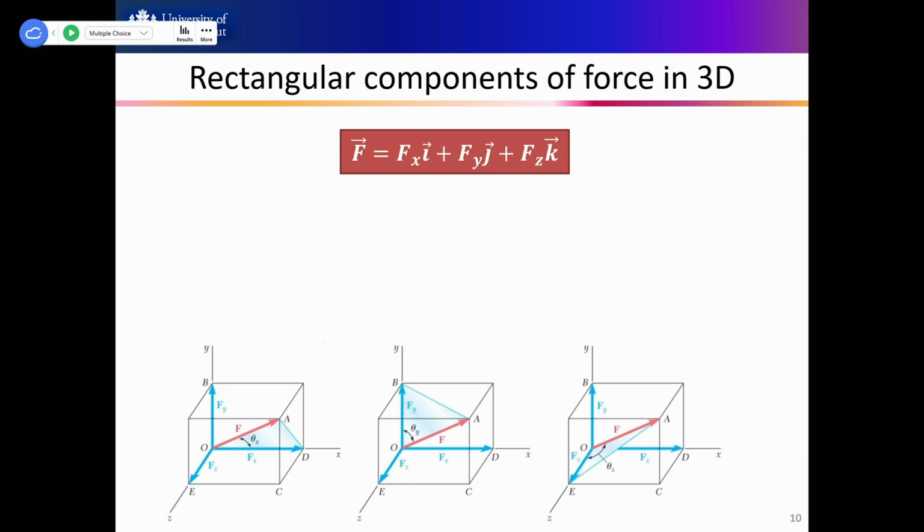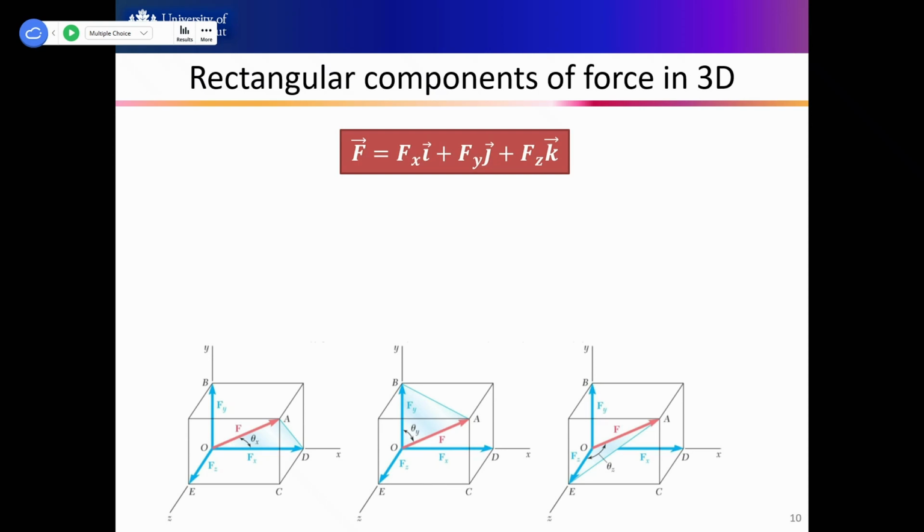Theta x is the angle between the force and the x-axis. Theta y is between the force and y. Theta z is between the force and the z direction. So we have many more components than in 2D problems, which is why it's easier to use vector form to express a 3D vector. A 3D vector F can be expressed as fx i plus fy j plus fz k, using i, j, k, the unit vectors for each axis.